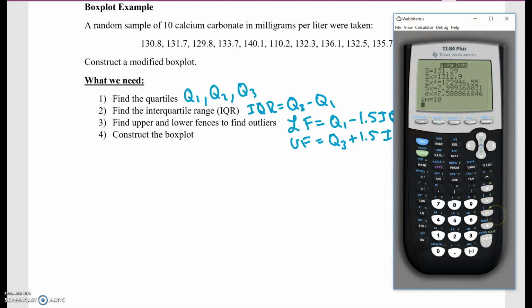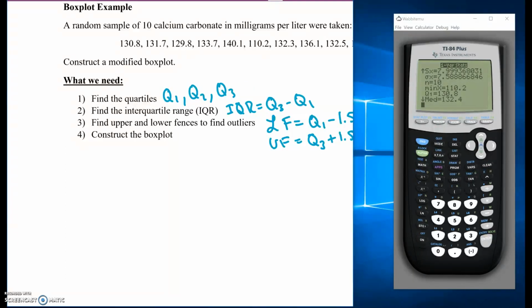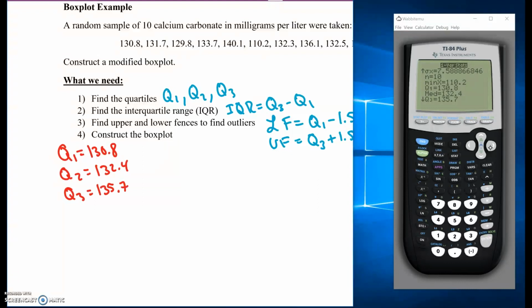And then here is what I have. So if I keep scrolling down, it'll tell me what my quartiles are. My quartile 1 is going to be 130.8. So Q1 is going to be 130.8. Q2 is going to be my median, which is 132.4. And then I keep scrolling down. Q3 is going to be 135.7. All right, cool, so we have our quartiles.